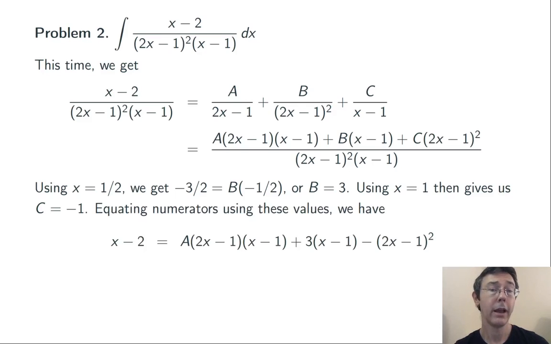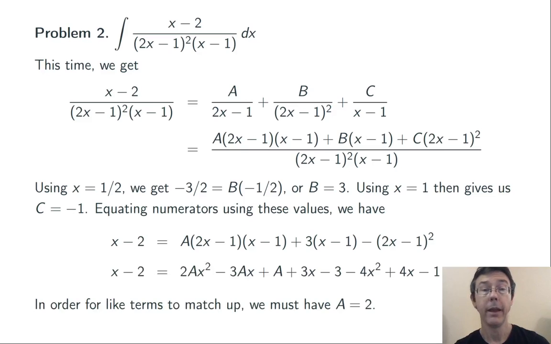Now, to solve for A, we're actually going to have to FOIL out and use the fact that the like terms have to match up on the left and right. Here's what I get when I just equate the left and right with B equals 3 and C equals negative 1. And then when I FOIL out, matching up the like terms, I get A equals 2.